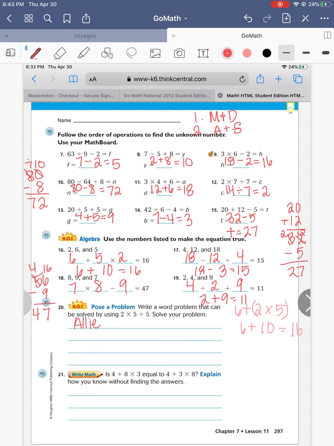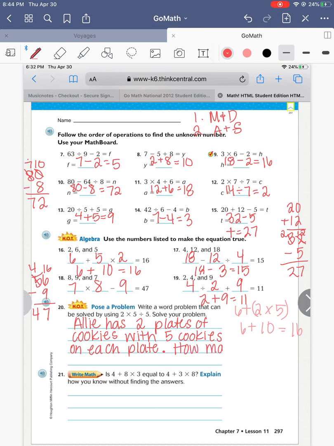Let's say my sister, Allie, has 2 plates of cookies with 5 cookies on each. I don't know why I'm writing in print, but I already started, so I'm not going to erase it. Write in cursive, though. You're better than me. On each plate.